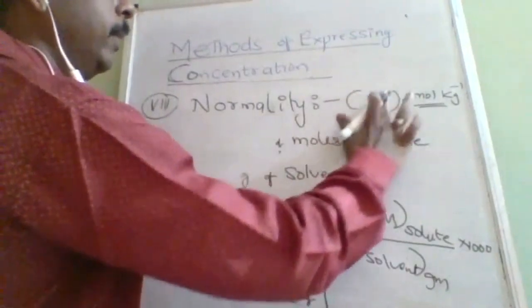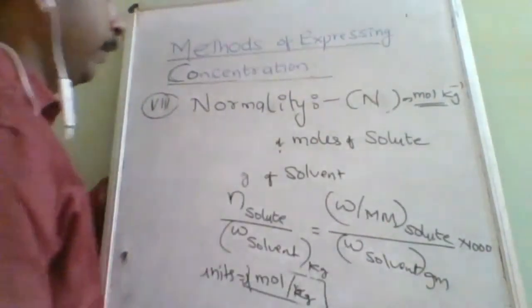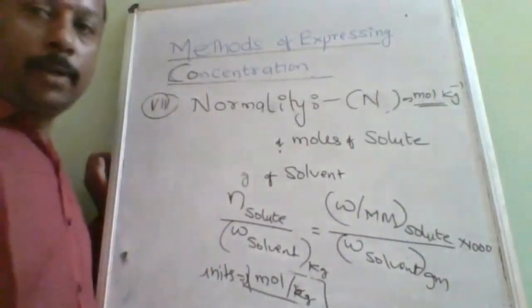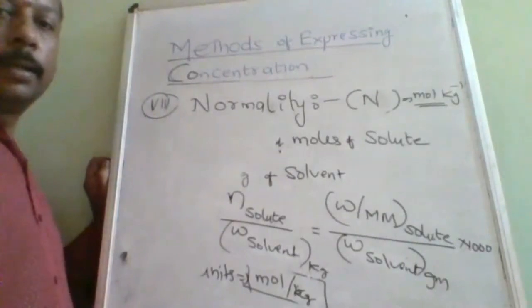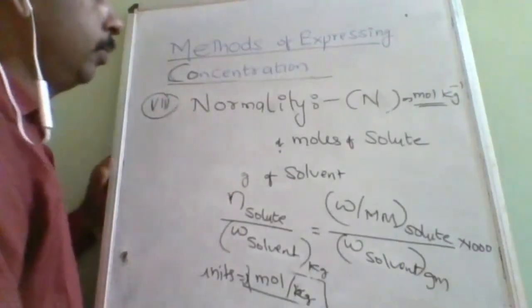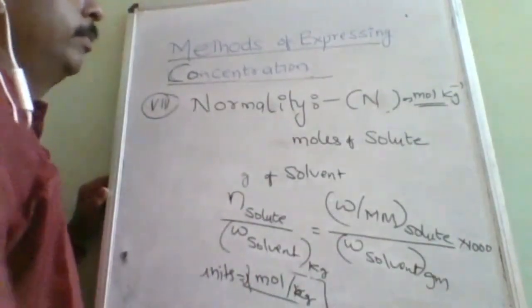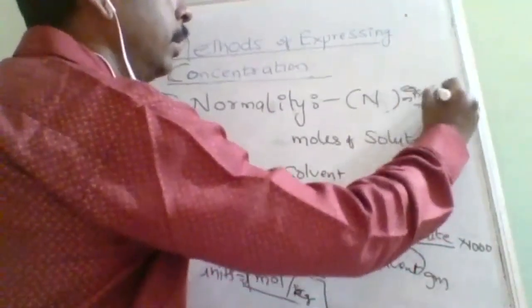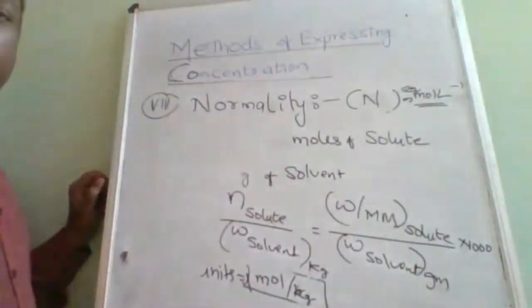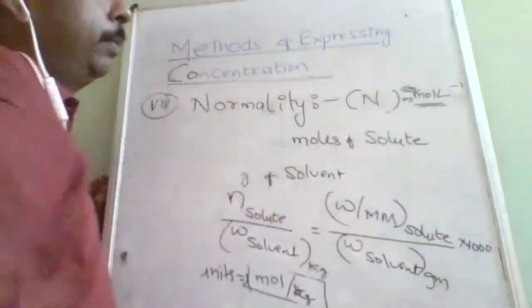Normality denoted with capital N. Okay. So when you changed from molarity to molality, what did we keep constant? We kept the numerator constant, and here we are going to change the denominator. Numerator we are keeping the same. So here, equivalent moles per liter. What are the units? Equivalent moles per liter. Units are equivalent mole per liter.